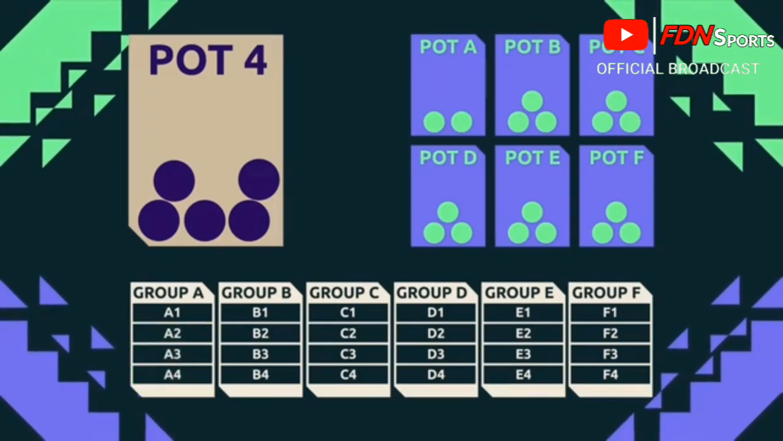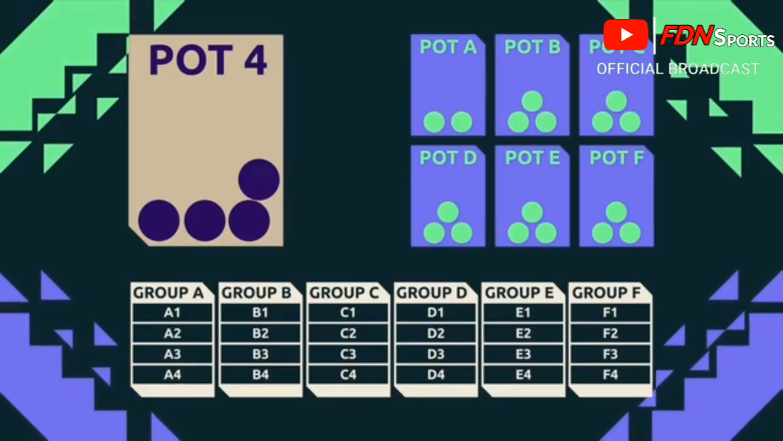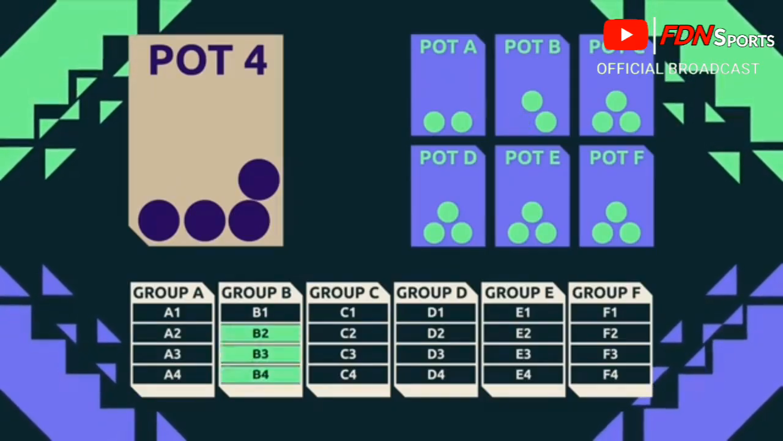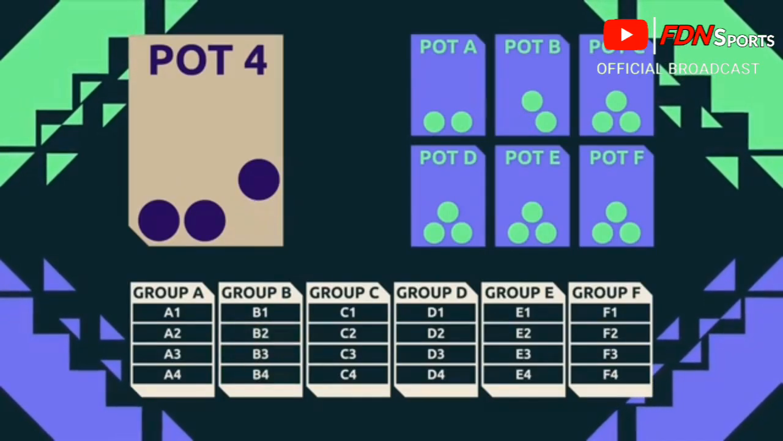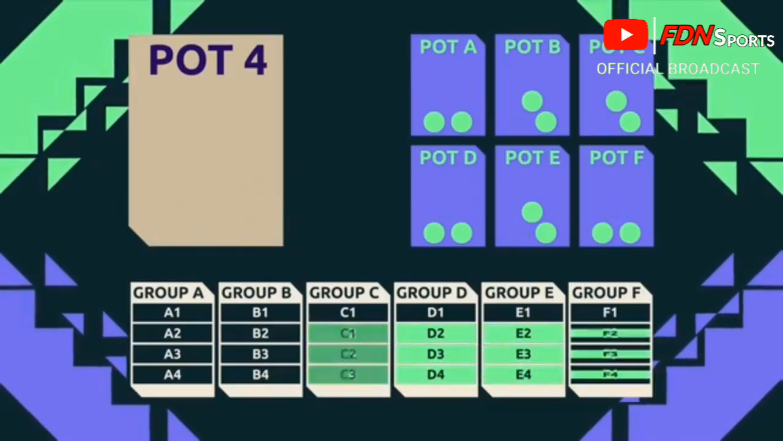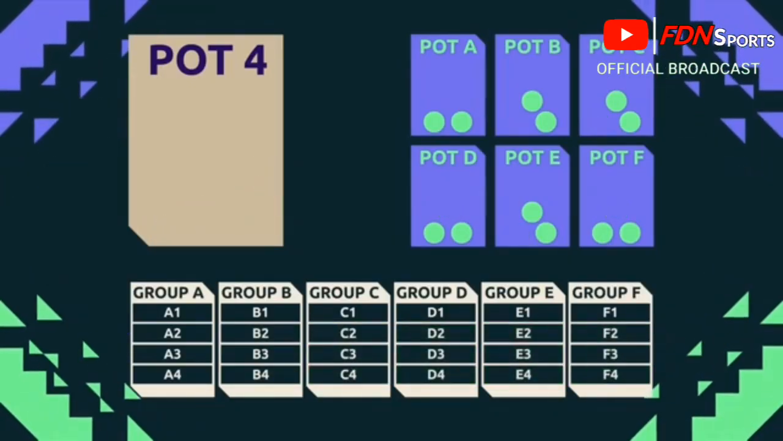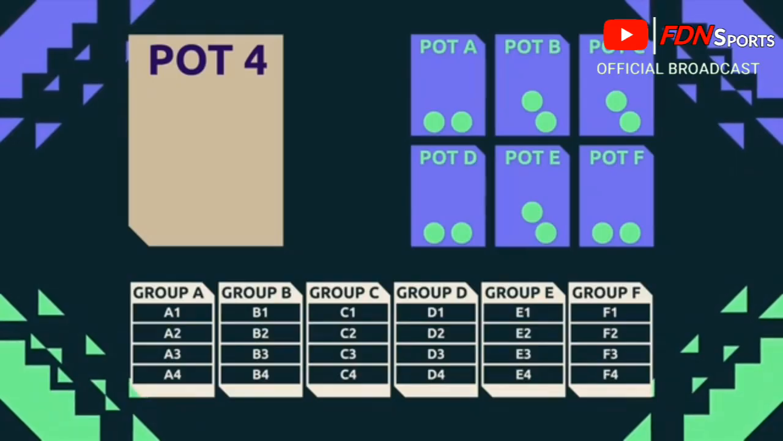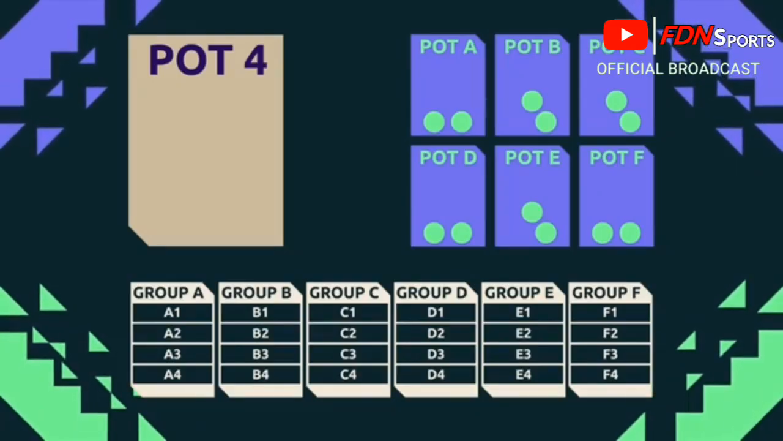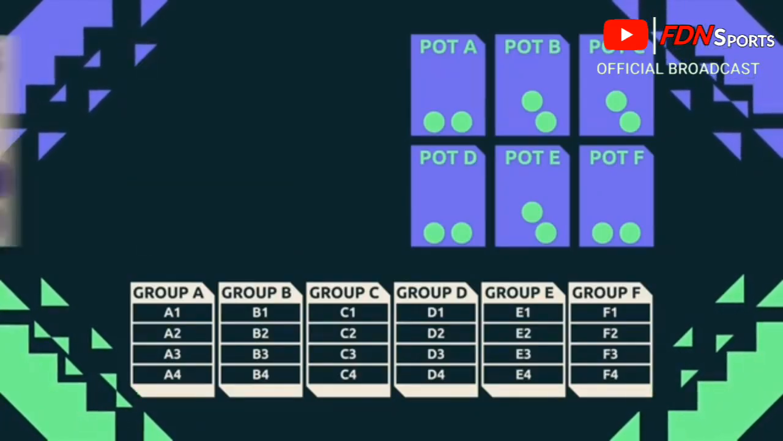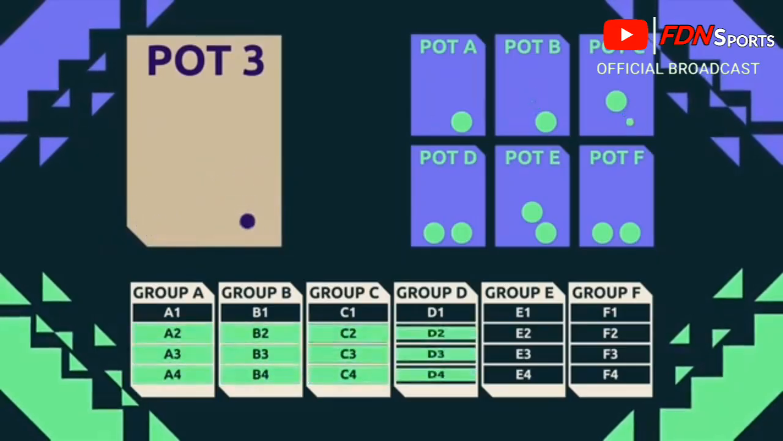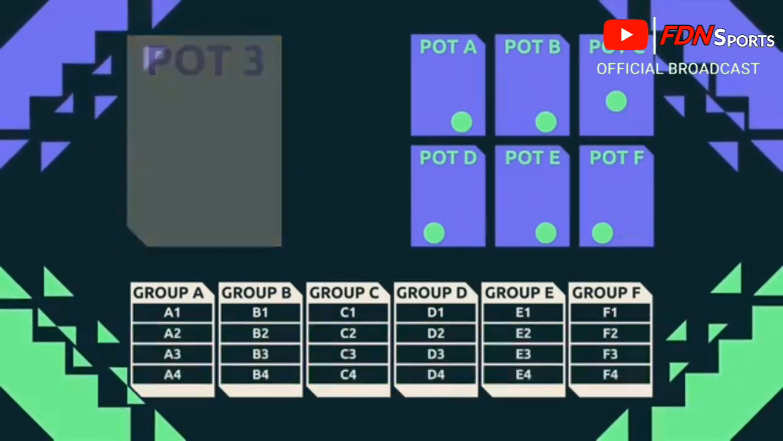The next ball drawn from the team pot is to be assigned to the next available group. The same procedure is repeated until every team from pot 4 has been assigned to every other group in alphabetical order. Once pot 4 has been emptied, the draw continues with pots 3 and 2, following the same principle.